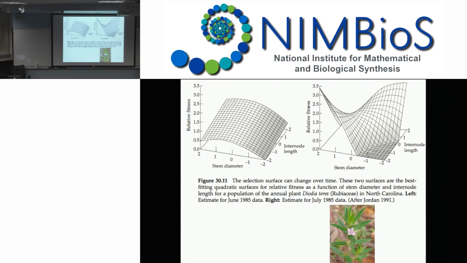So fitness surfaces can change over time. Here are two surfaces from this lovely plant nearby, in the Rubiaceae. These are in what times? June of 1985 and July of 1985. And what you see is four traits, stem diameter, internode length. The fitness surface has changed rather dramatically.